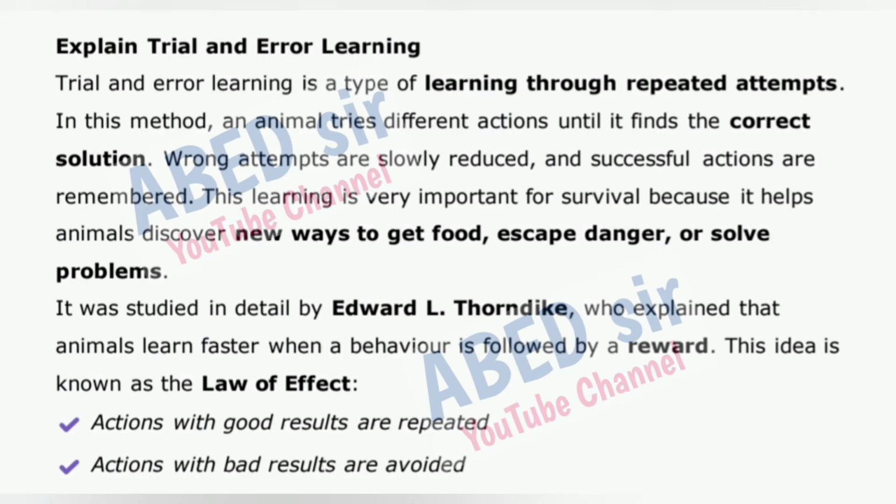This learning is very important for survival because it helps animals discover new ways to get food, escape danger, or solve problems. It was studied in detail by Edward L. Thorndike, who explained that animals learn faster when a behavior is followed by a reward. This idea is known as the law of effect. Actions with good results are repeated. Actions with bad results are avoided.